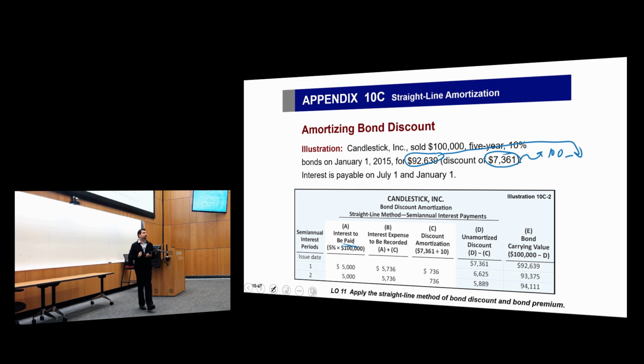On the other hand, columns A, B, and C give you the amount that will be used to make a journal entry. The journal entry will be to debit interest expense, and then you credit cash and discount. Every time, you subtract the discount amortization from the unamortized discount. That will give you the new unamortized discount.